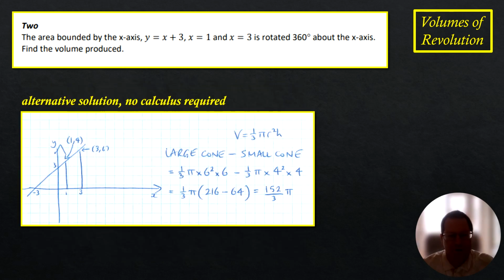Just for information, we could, of course, actually work this out without using calculus because it's a frustum. It's the area between 1 and 3 rotated on the diagram. So what we can actually do is imagine that we've got a large cone take away a small cone. So by extending the straight line, we can see that it crosses the x-axis at -3, which means that the height as well as the radius of the large cone would be 6, and the radius and the height of the small cone would be 4. So you can see I've used the formula for the cone and I've got the same answer of 152 thirds of pi.